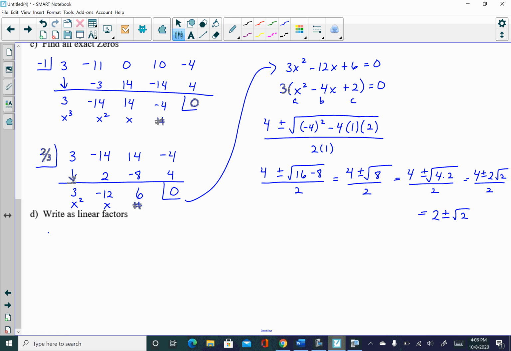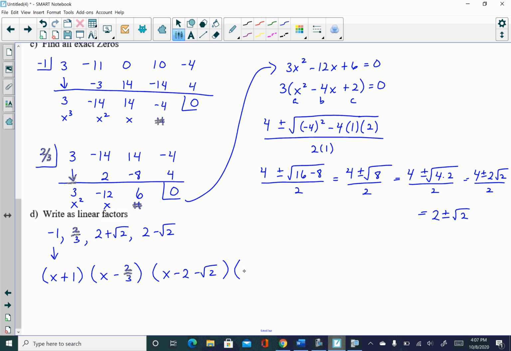So we know that our zeros were negative 1, 2/3, 2 plus the square root of 2, and 2 minus the square root of 2. Lastly, here in part D, they want us to write these as factors. So if you have negative 1 as a 0, then the factor turns into x plus 1. If 2/3 is a 0, then it's x minus 2/3. Now note that you're changing your signs, so when you get back here to these last two zeros, you've got to change the signs on both terms. So my next factor will be x minus 2 minus square root of 2, and then x minus 2 plus square root of 2.